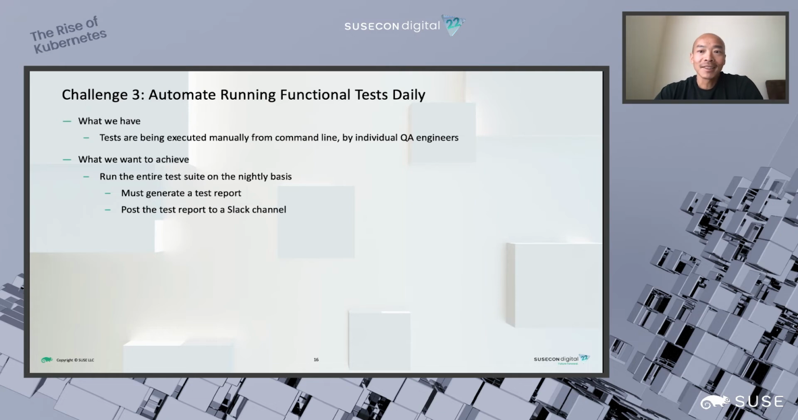As more and more tests have been automated, at some point we will need to run the entire test suite on a nightly basis instead of having QA engineers run them individually from their own command line. So we also want to generate a nightly test report at the end and post the test results to our team's Slack channel so developers can be alerted on any regressions.